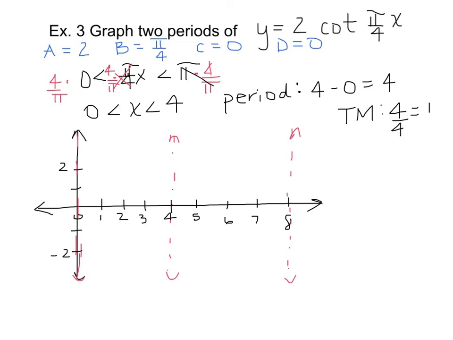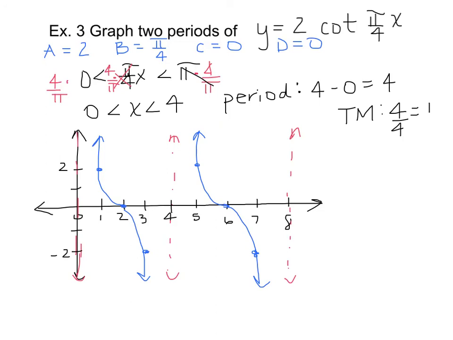Okay, remember this is cotangent, so we start at second term. A, 0, negative A. A, 0, negative A. So that's 2 periods of cotangent.